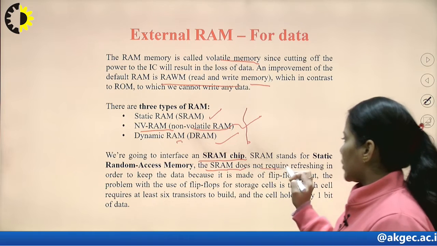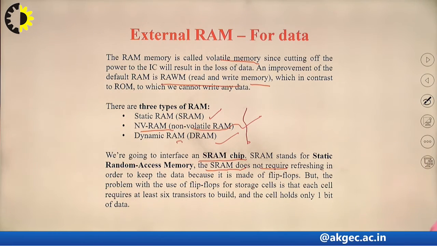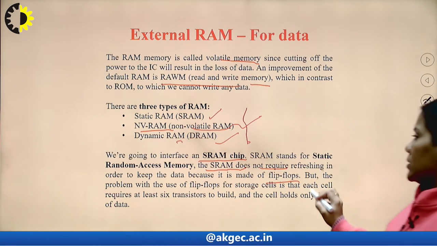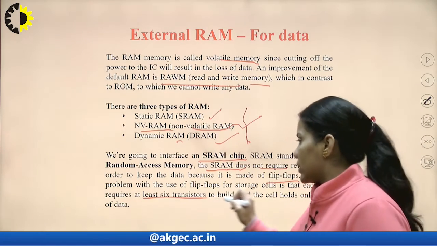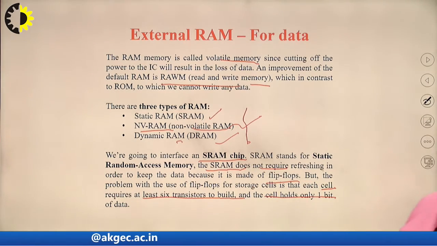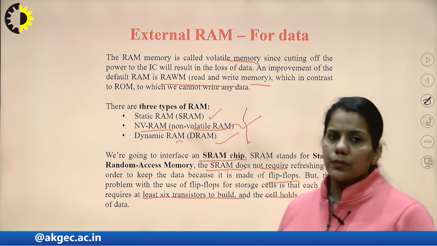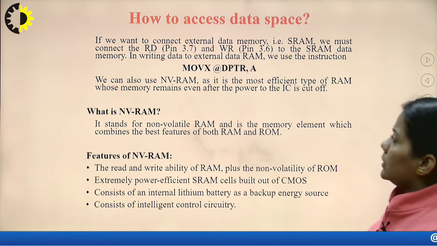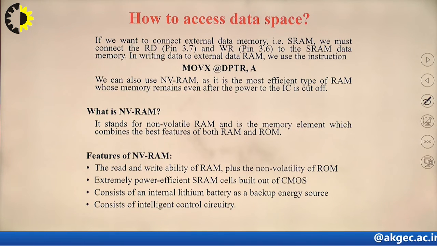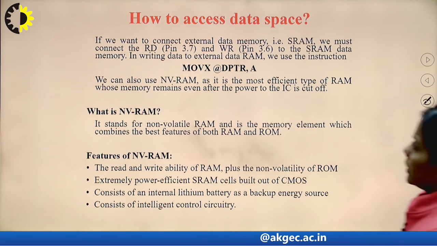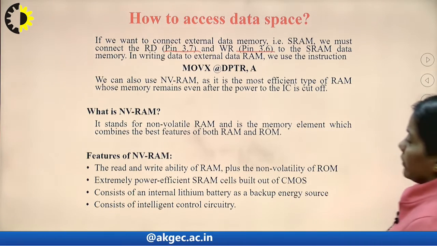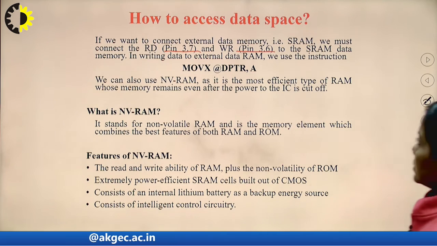The SRAM does not require refreshing in order to keep the data because it's made of flip-flops. But the problem with the use of flip-flops for storage is that each cell requires at least 6 transistors to build and the cell holds only 1 bit of data. So this is quite cumbersome, but still we are going to interface static RAM. So how do we access data space? If you want to connect external data memory, that is SRAM, we must connect RD, that is the read pin, and the write pin to the SRAM data memory. In writing the data to the external data RAM, we use this instruction.